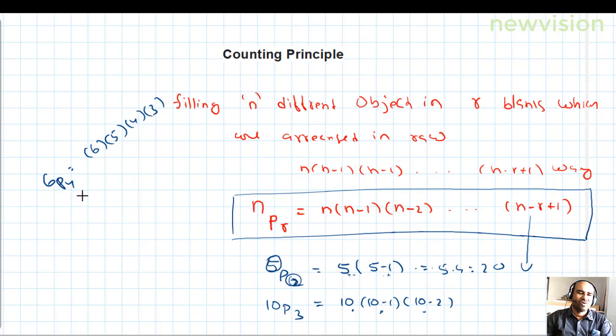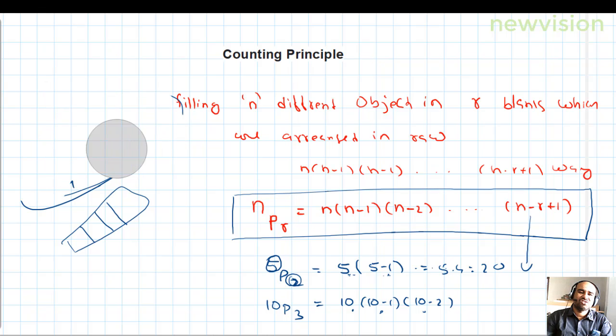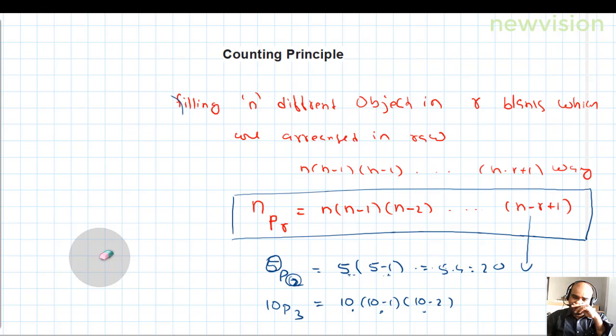That is 6p4. What is the meaning of this, Nana? 6 different objects are given. You want to fill them into 4 blanks, which are arranged in a row. How many ways can you fill? I can say that 6 into 5 into 4 into 3 ways. Okay. So this is called the product rule.